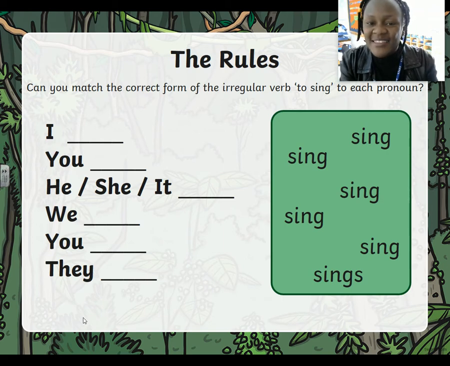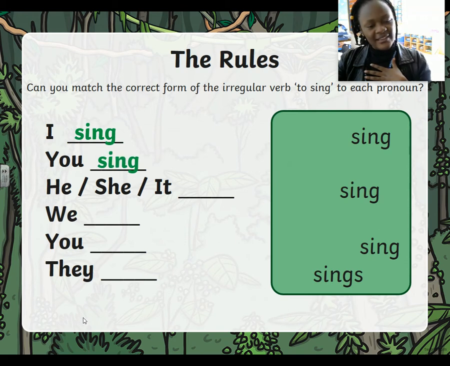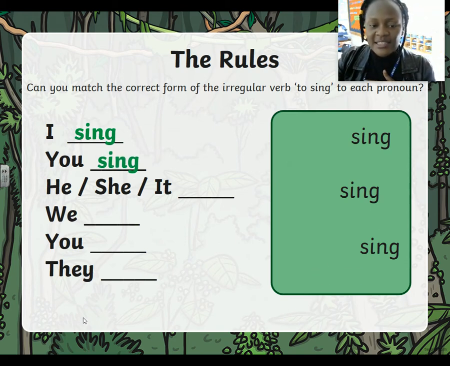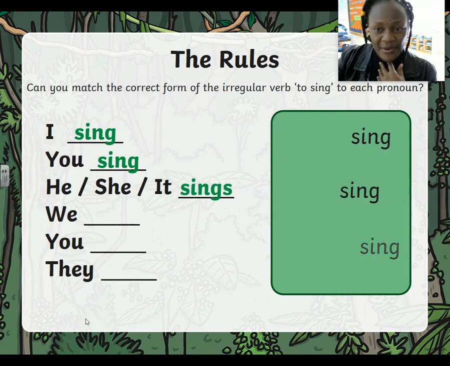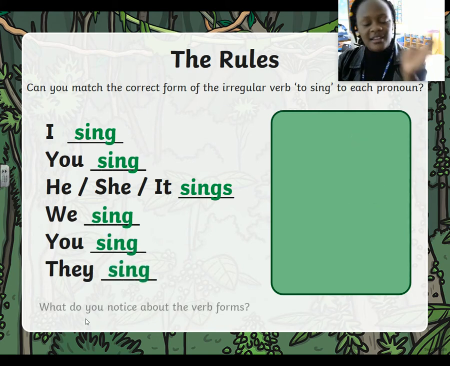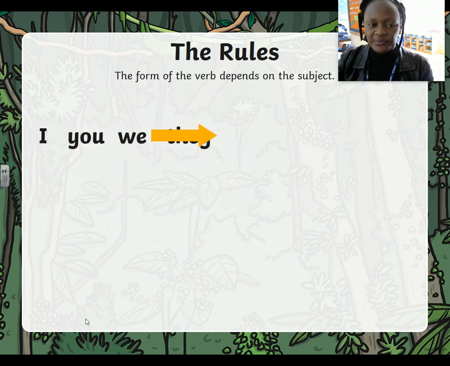Let's try using this verb sing. I sing. Well done. You sing. Our friend, he or she or it sings. We, our group, sing, you sing, and they sing. Let's try one more.